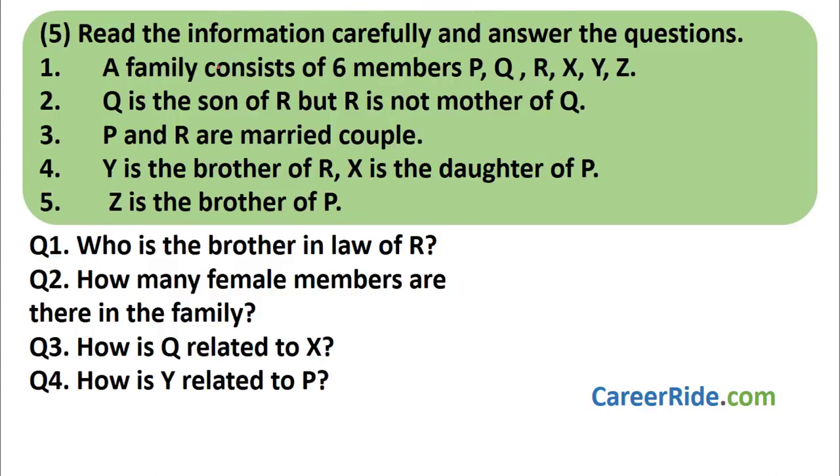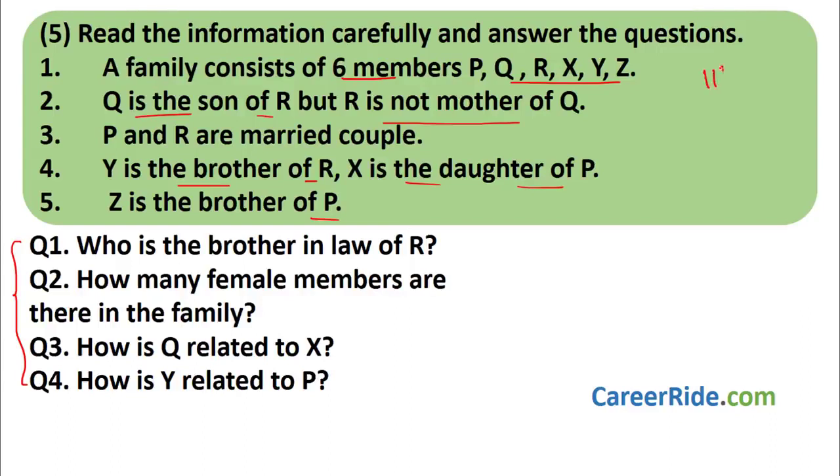A family consists of 6 members P, Q, R, X, Y, Z. Q is the son of R, but R is not the mother of Q. P and R are a married couple. Y is the brother of R. X is the daughter of P. Z is the brother of P. Now based on these, there are 4 questions which we need to solve.